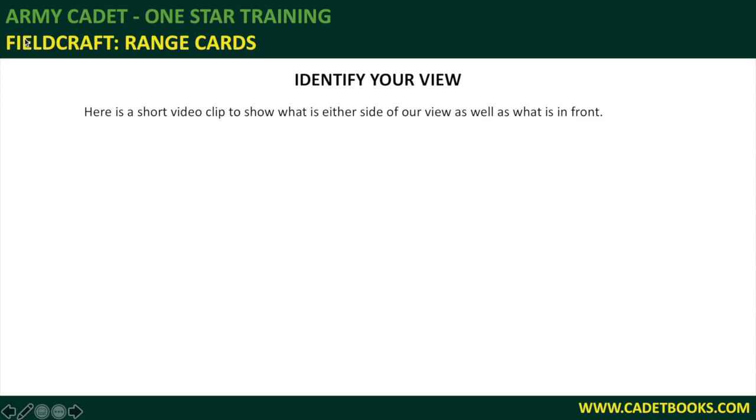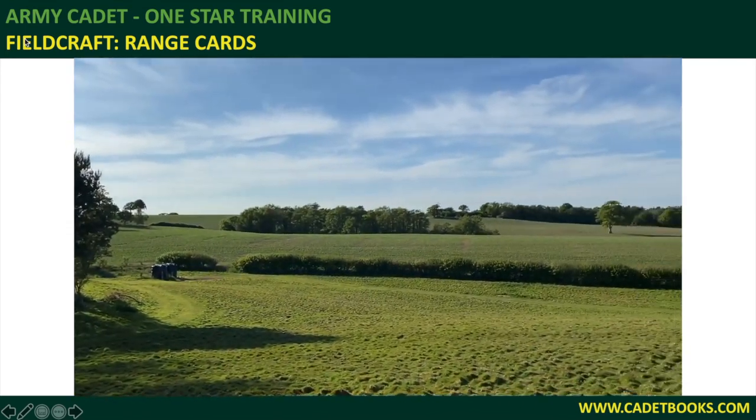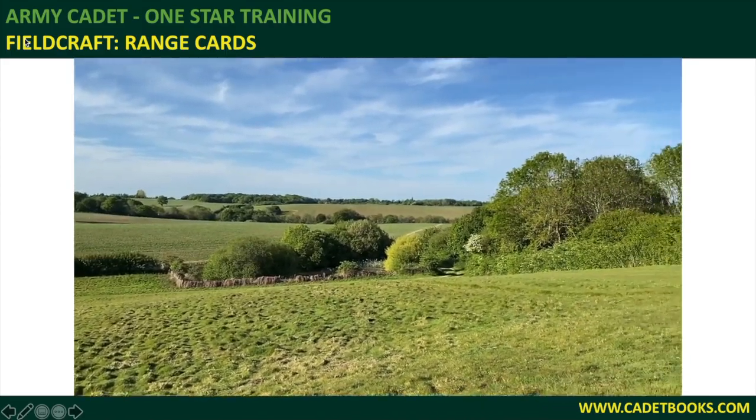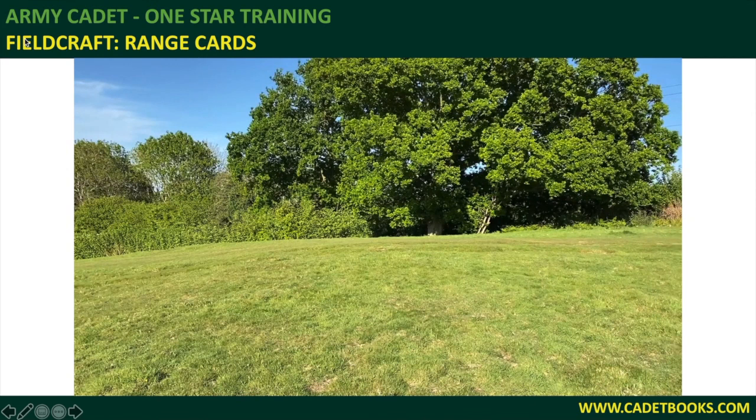Identify your view. Here is a short video clip to show you what is either side of our view as well as what is in front. Starting on the left, there's a group of trees, and in the distance we can see woodland and fields. As we scan round, we can see there's more woodland, a lone tree, a pond, some more woodland, ending up on our right hand side with another tree.